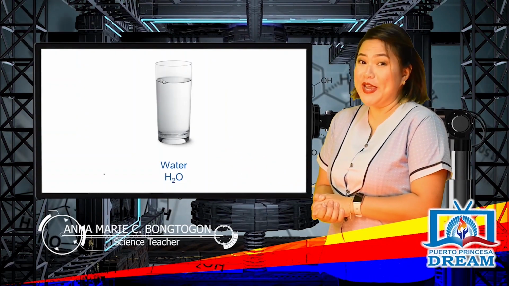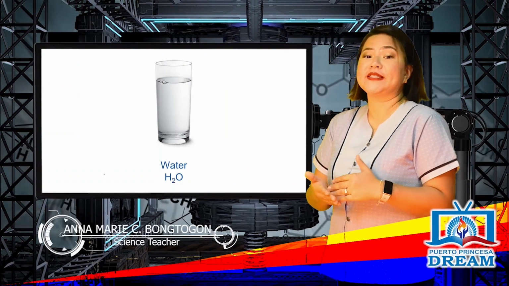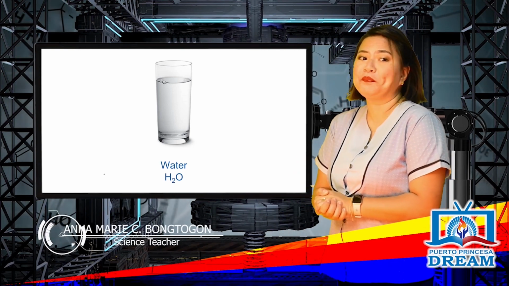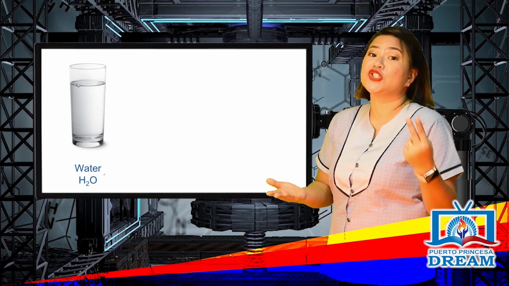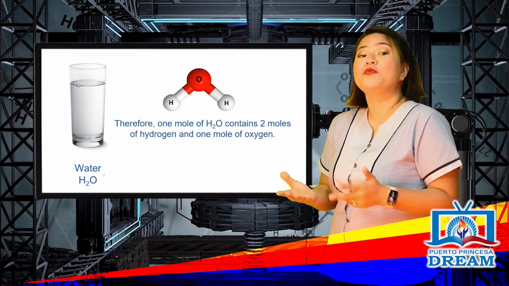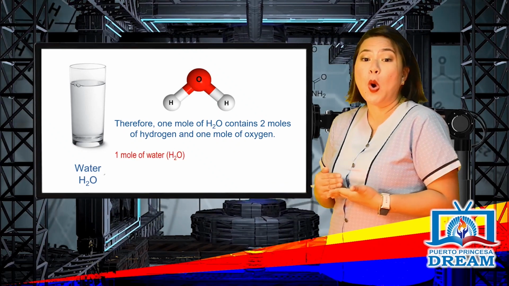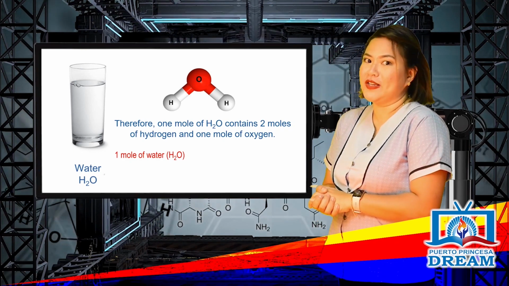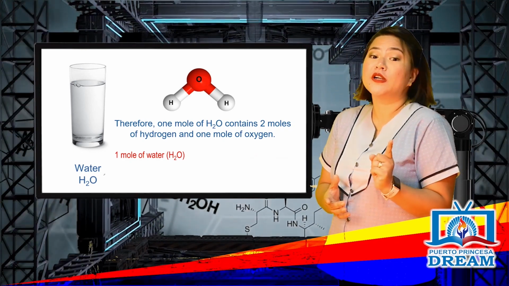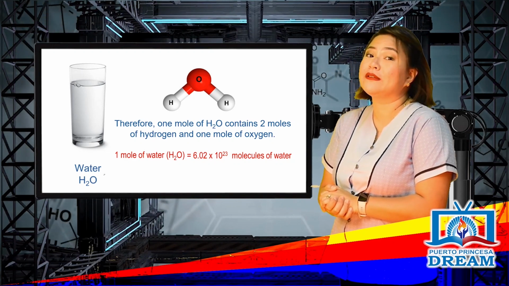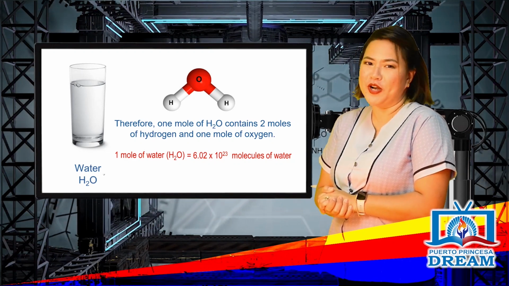Now you can imagine how small the Avogadro's number is. An example of this is a mole of water containing a number of molecules of H2O. Each water molecule contains 2 hydrogen atoms and 1 atom of oxygen. Therefore, 1 mole of H2O contains 2 moles of hydrogen and 1 mole of oxygen. 1 mole of water is equal to 6.02 times 10 to the 23 molecules of water.